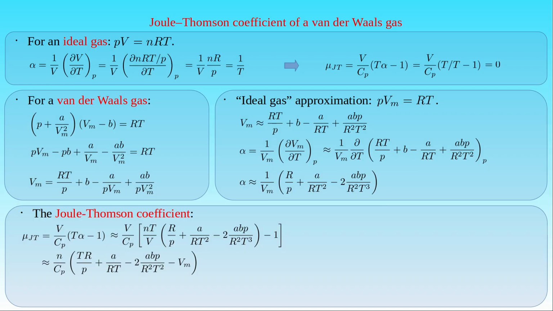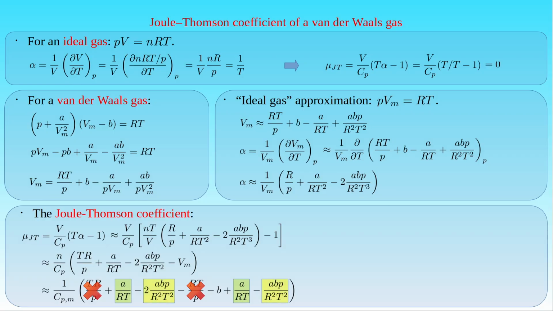Here we write the ratio of the heat capacity Cp to the amount of species N as the molar heat capacity C sub Pm, apply the ideal gas approximation for the molar volume Vm again, and simplify the result. The first and fourth terms immediately cancel out each other, whereas we can add the second and the sixth terms, and the third and the last terms together.